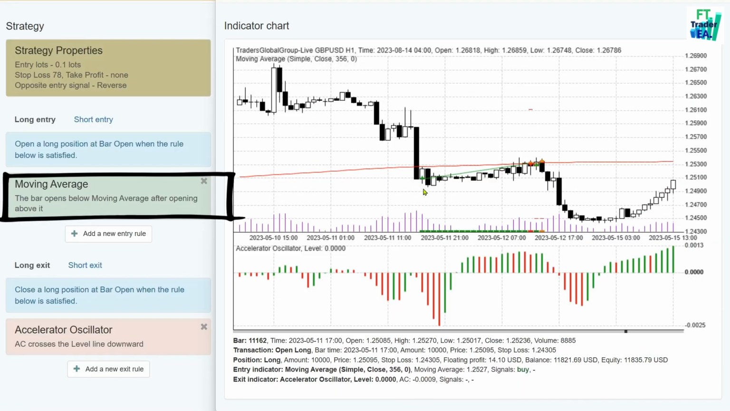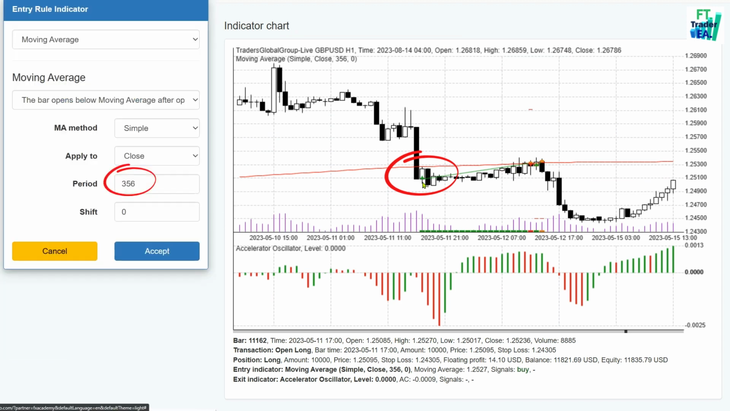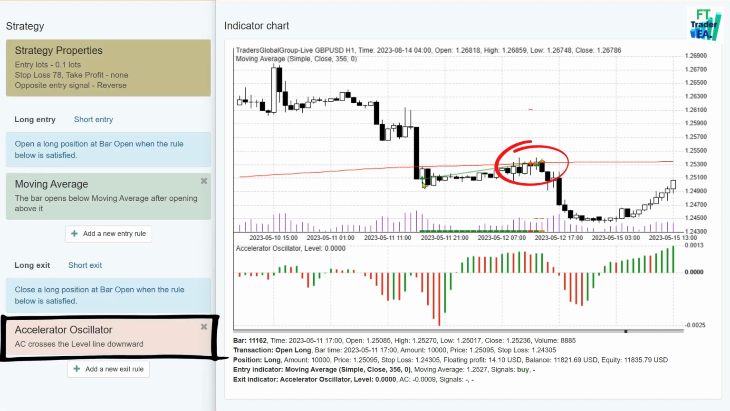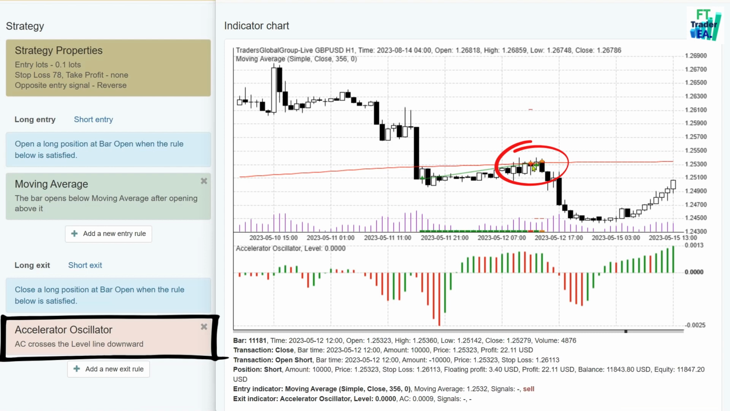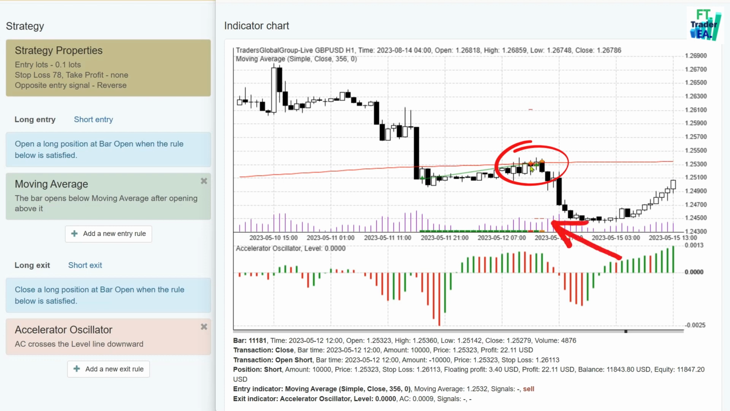For buy trades, the condition is set to trigger when a bar opens below the simple moving average with a period of 356 after initially opening above it. The underlying parameters for the moving average are visually displayed for reference. To conclude a buy position, we look for the accelerator oscillator to cross the 0 level in a downward trajectory. Furthermore, triggers for position closure encompass trailing stop loss, or a sell condition.